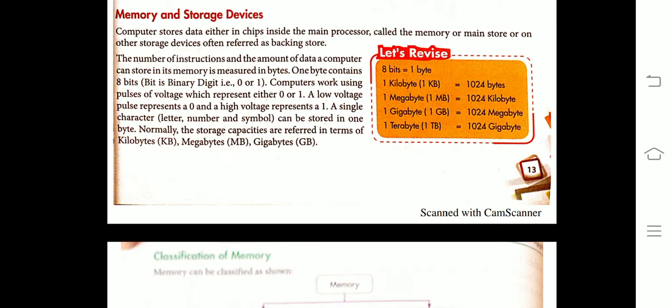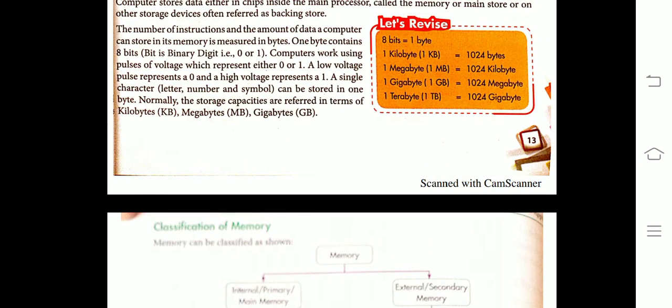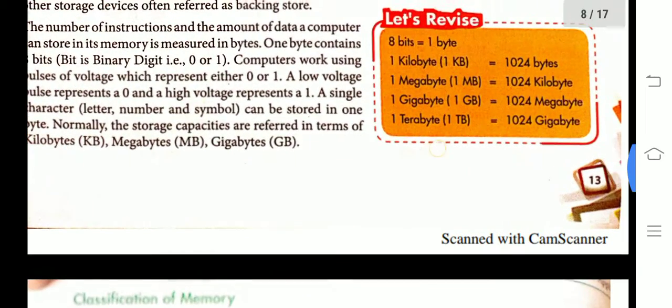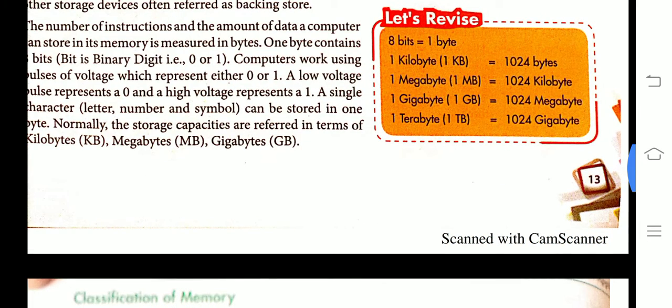So what is the systematic way? Let's revise this also. There are 4 bits equal to 1 nibble, 8 bits equal to 1 byte, 1 kilobyte equals 1024 bytes, and 1 megabyte equals 1024 kilobytes. 1024 megabytes equal 1 gigabyte, and 1024 gigabytes equal 1 terabyte.